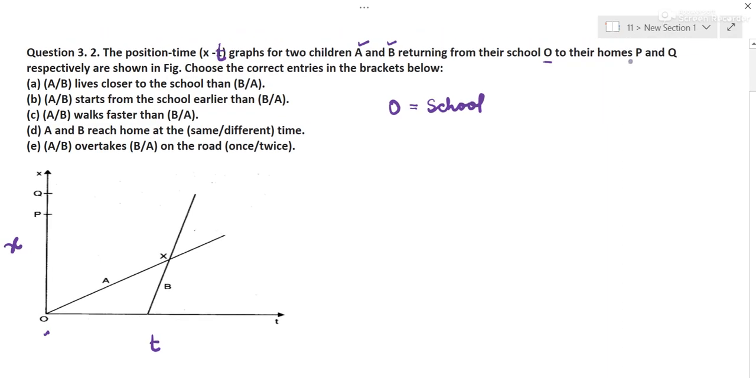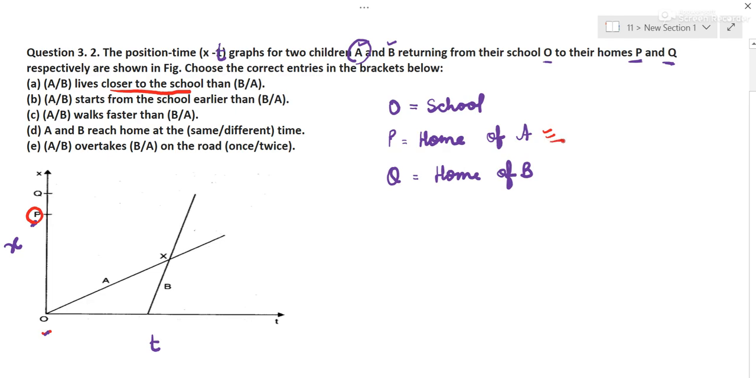They are just going to their homes P and Q respectively. So P is home of A and Q is home of B. So the first part is, who lives closer to school? O is school, so who is closer? P is closer, that is, home of A is closer. So A lives closer to school than B. So this is the first part.